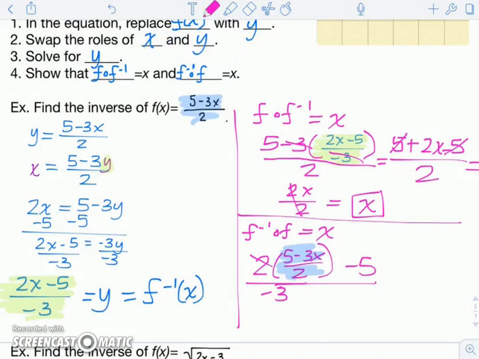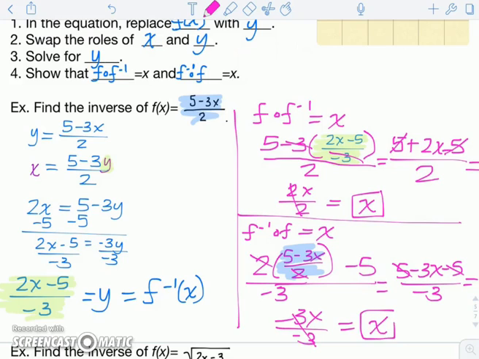My 2's cancel out, so I have (5 minus 3x minus 5) all over negative 3. 5's cancel. I have negative 3x over negative 3. My negative 3's cancel, and I'm just left with x. That's what I want to show. I showed that the function composed with the inverse and the inverse composed with the function are x.